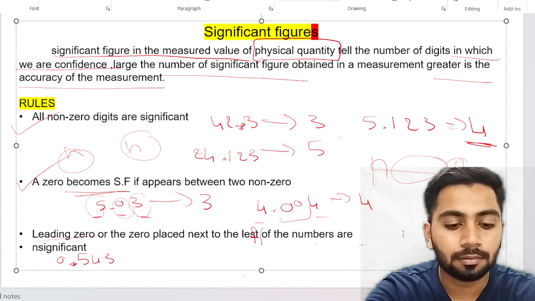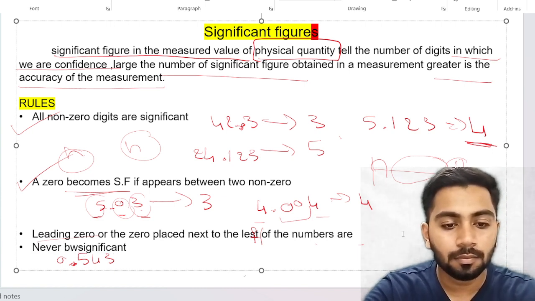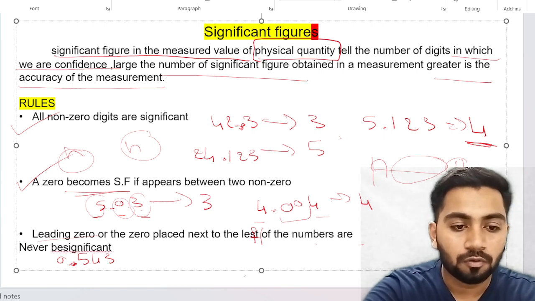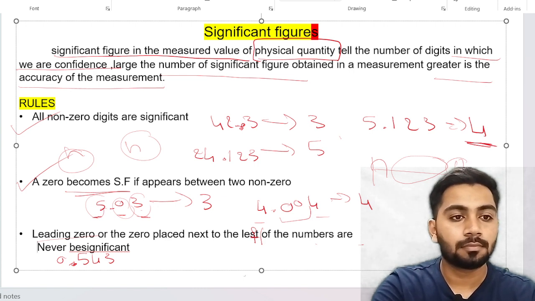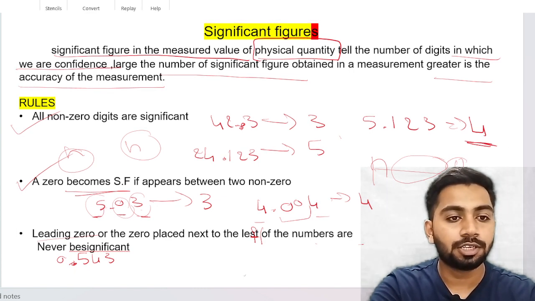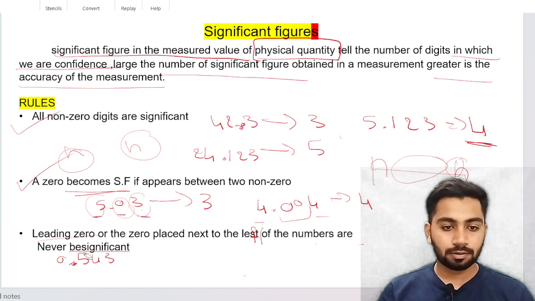Now it's right. Never be significant. Oof, oh. Sorry, guys. Adjust.